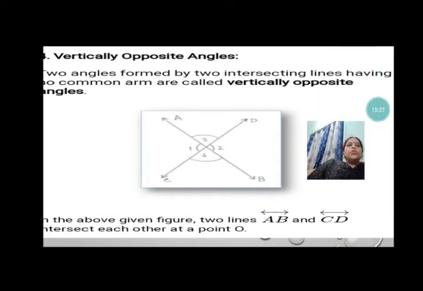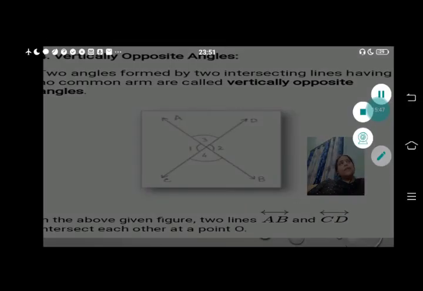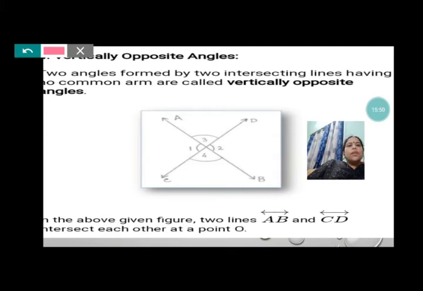Now, two angles formed by two intersecting lines having no common arm are called vertically opposite angles. We have read that the vertex is common, but in vertically opposite angles there is no common arm. This arm extends from here, this arm extends from here, and there is no common arm in between. They have a common vertex but no common arm.